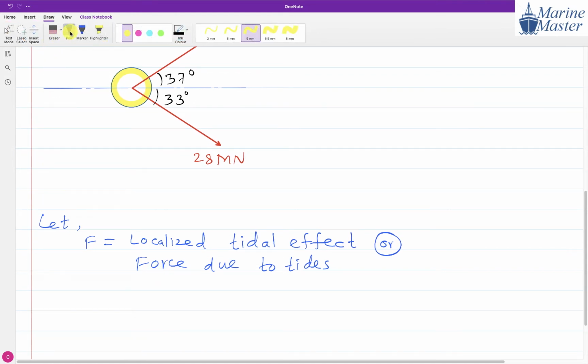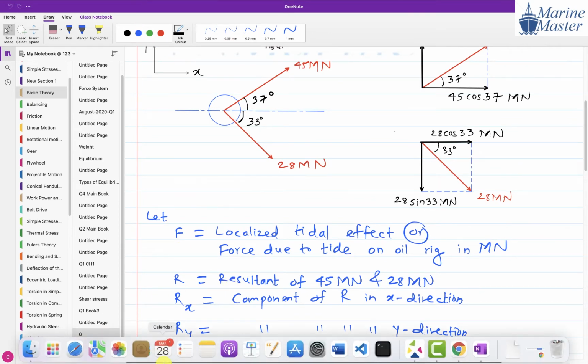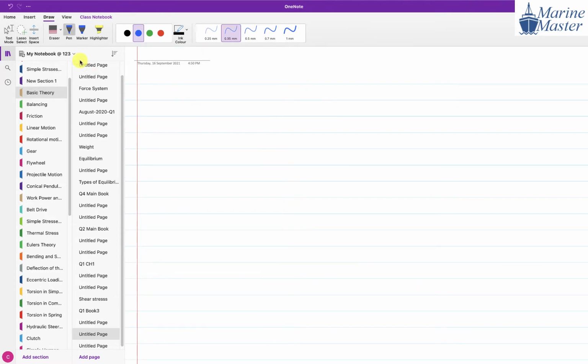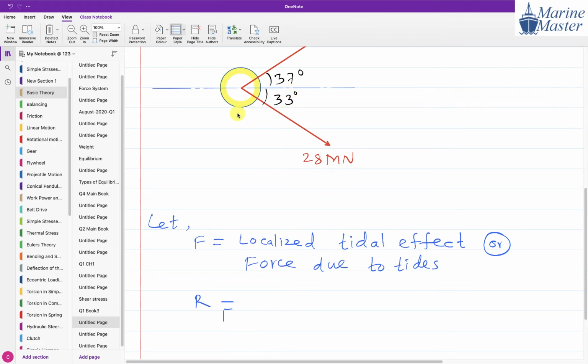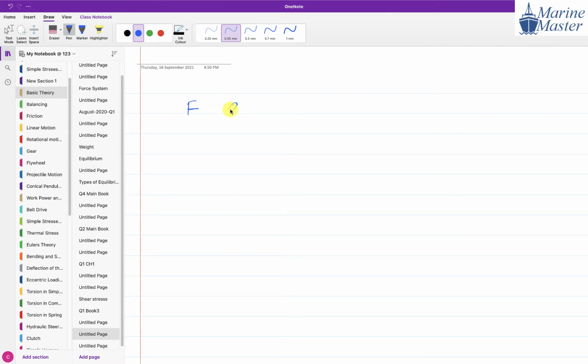What are we going to do further? Let R be equal to what? Try to understand my point here. I am explaining very important concepts to you. So here we have 3 forces. First is F, second is 45 meganewton, and third is 28 meganewton. Now what are we going to do?